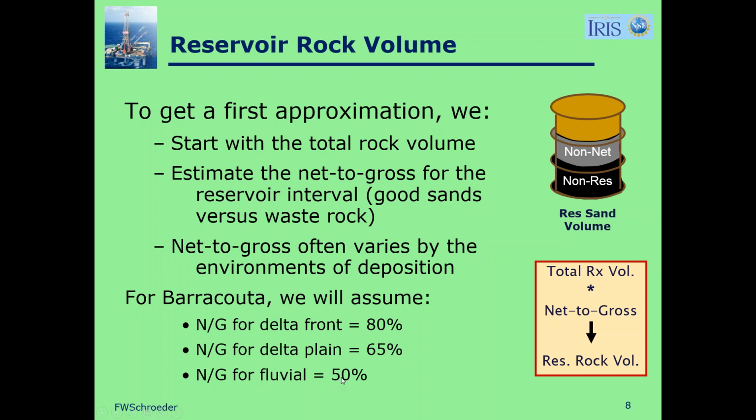And if you were with us last Thursday, we talked about these three different depositional environments, and the exercise had you do some mapping of how these environments varied across the field and as we went into deeper portions of the reservoir interval. So if we have the total rock volume, we multiply it by the net to gross, and that will give us our reservoir rock volume.